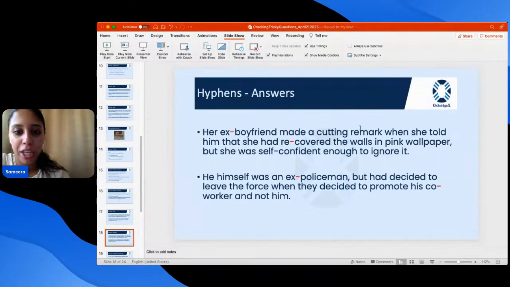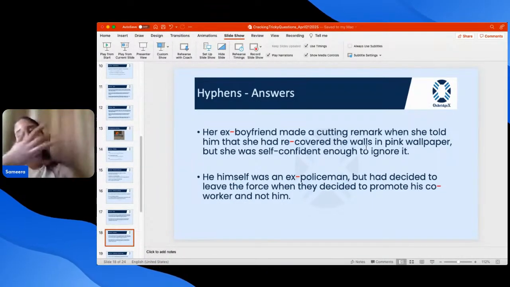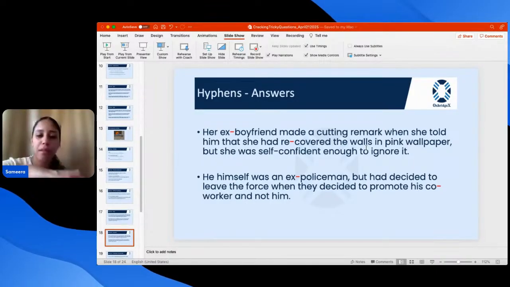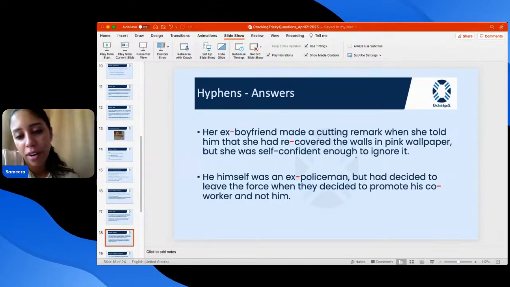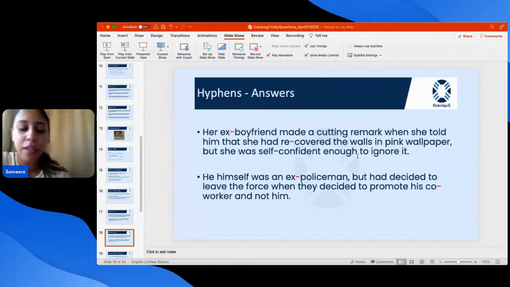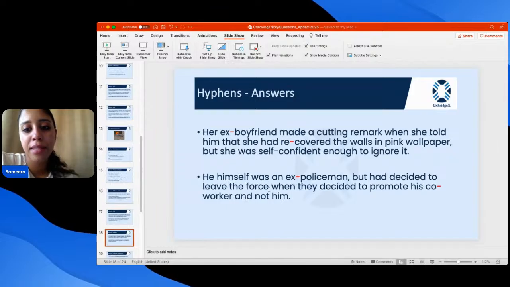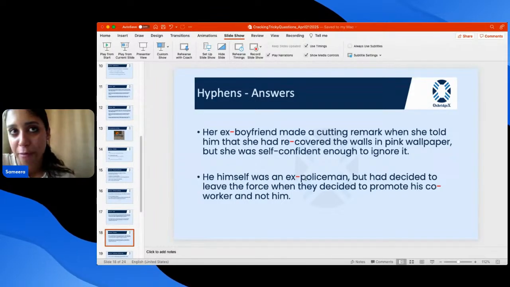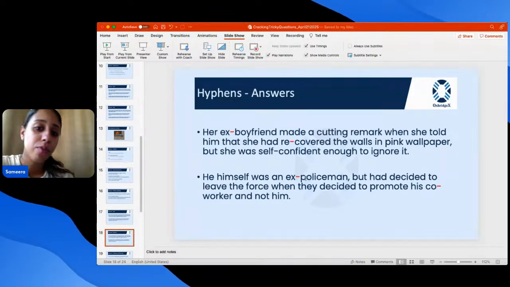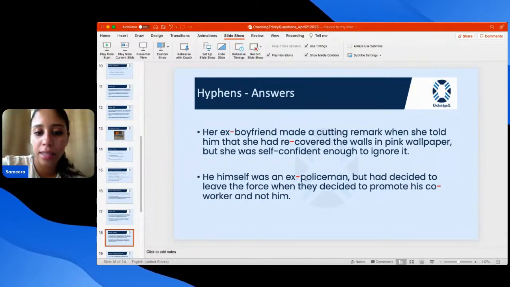When she told him that she had re-covered the walls in pink wool. Now, recovered, I can't get a wall back, so it has to have a hyphen. I'm changing the meaning of the word. But she was self-confident enough to ignore it. If I just had self confident, that wouldn't make grammatical sense, right? So it's joining self-confident with a hyphen. He himself was an ex. I'm just going to ignore where I put the hyphens for now, because I'm trying to show you the importance of making sure you read the context in the sentence before you try to identify where the hyphens are necessary.